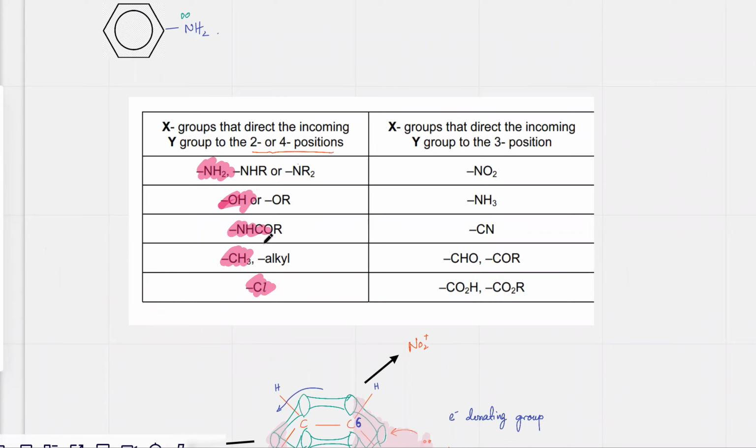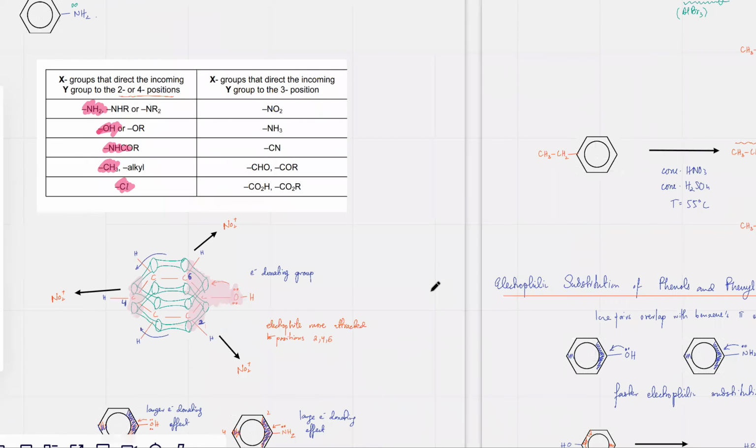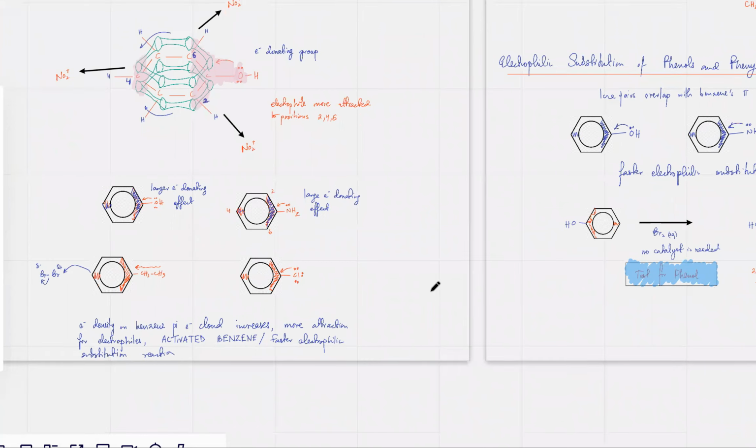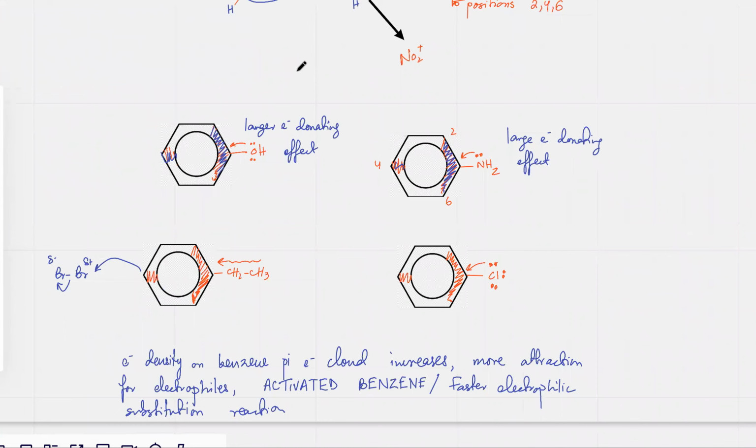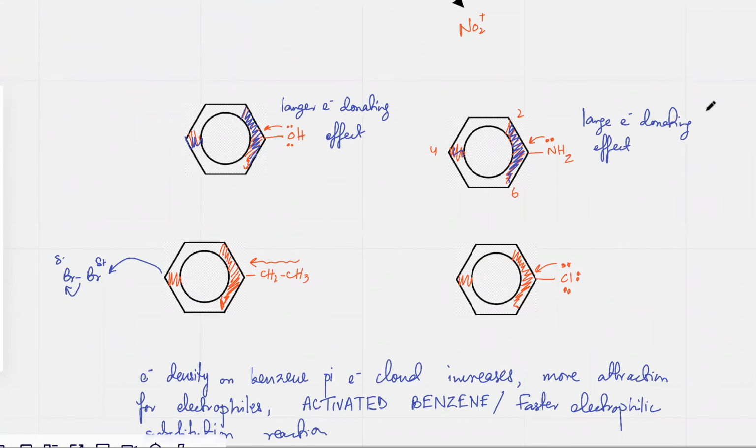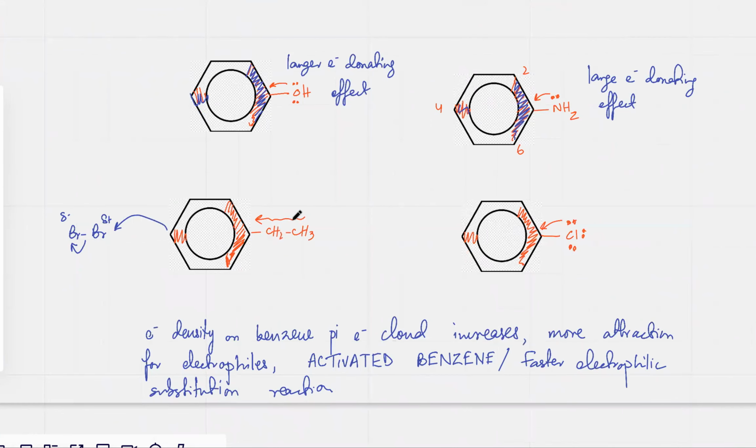You've got NH2, OH, amides, CH3, and Cl as well. This is the same thing, but remember that OH and NH2 have a large electron donating effect. An arene, the carbon chain, has a very slight electron donating effect. So this 2,4,6 directing position thing is very prominent in phenols and phenylamine.